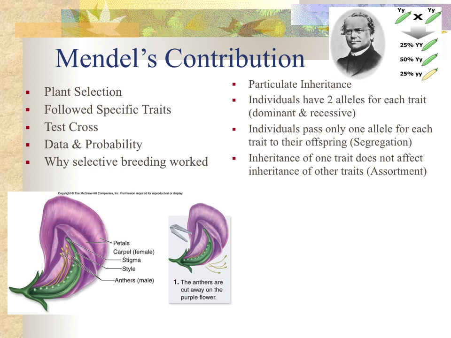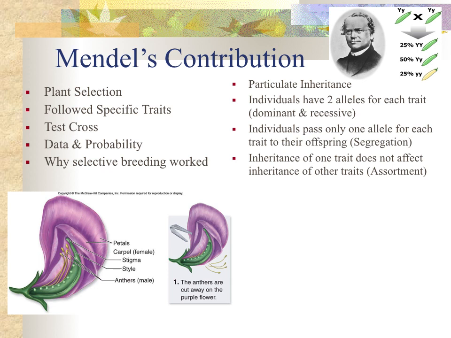And he followed specific traits that he knew were particulate. And he bred true breeding plants in this test cross and then recorded the numbers of offspring of each type and then worked not only on the first generation but on the second generation. And this helped explain why selective breeding worked. That traits were particulate. Individuals had two alleles for each trait. Alleles could be dominant or recessive, and individuals would pass on only one allele to their offspring, so they would segregate during the formation of gametes.